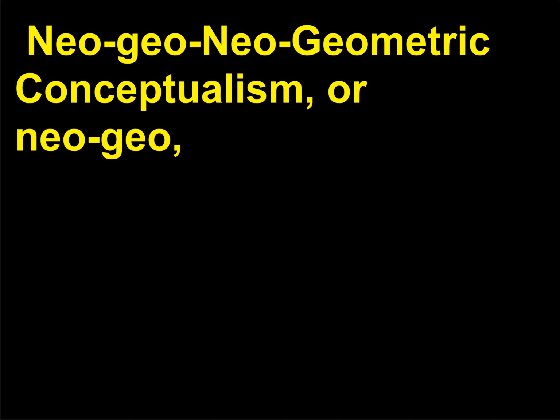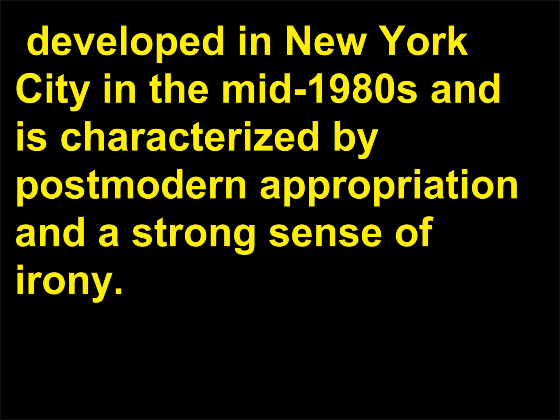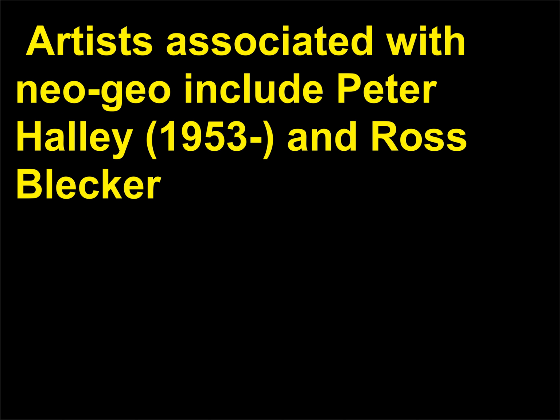Neo-Geo. Neo-geometric conceptualism, or Neo-Geo, developed in New York City in the mid-1980s and is characterized by postmodern appropriation and a strong sense of irony. Artists associated with Neo-Geo include Peter Halley, 1953, and Ross Bleckner, 1949, who brought new symbolic meaning to familiar modernist forms.